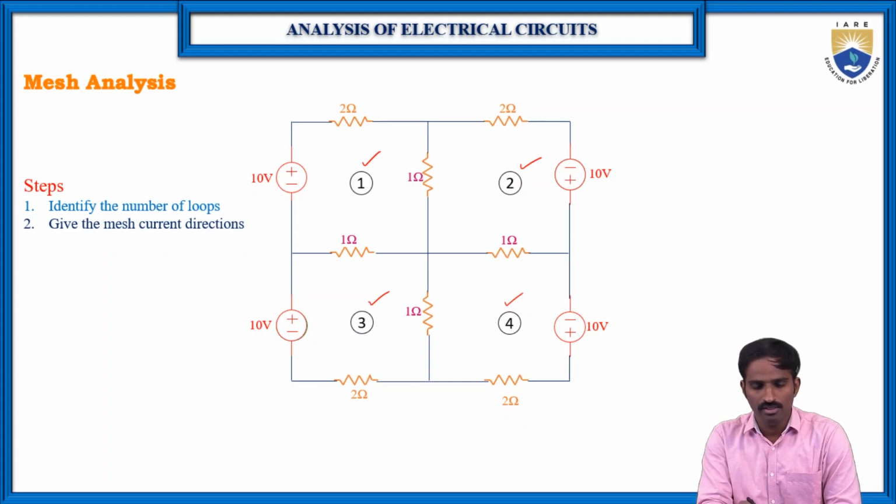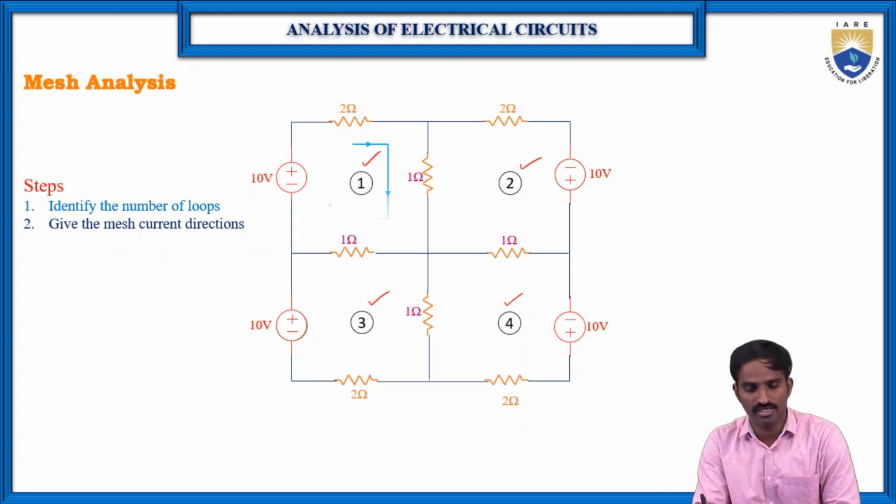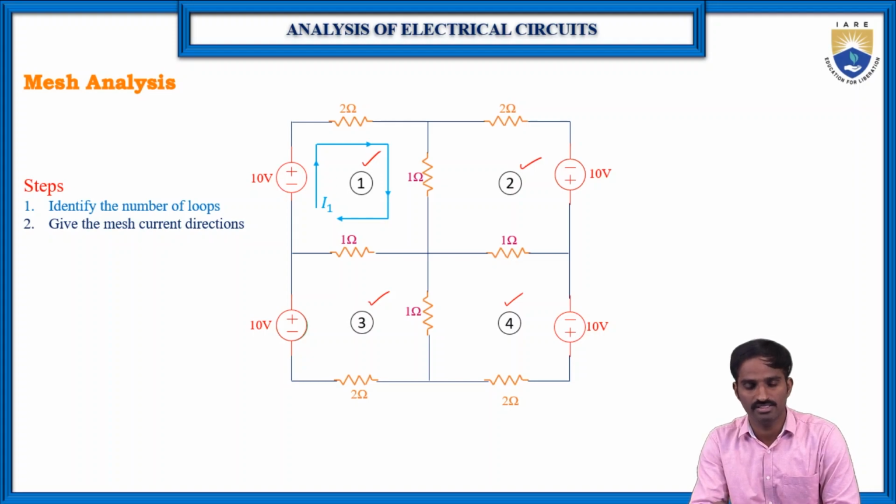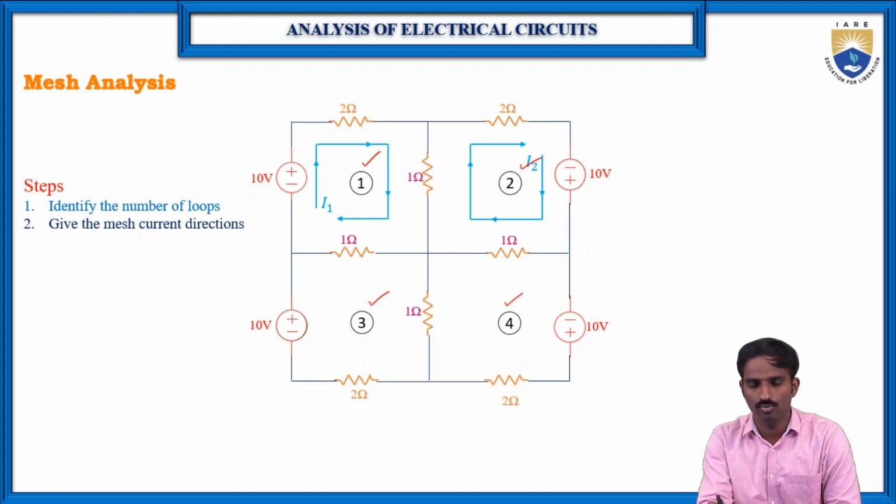Right. So first let us consider loop 1. In loop 1 the current direction is like this because high potential to low potential, so plus to minus. Let us consider this is I1. And similarly in loop 2, again high potential to low potential, plus to minus. Which means in both loops, I1 and I2, the current is in the clockwise direction.